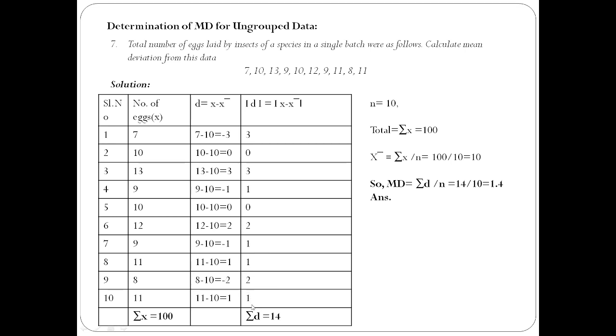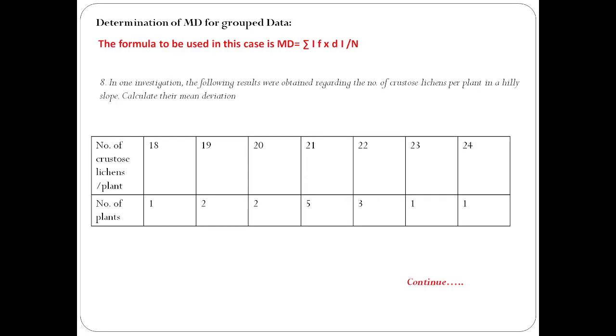Then we take the summation of d. If we sum up all this data, the summation of d is equal to 14. According to the formula, mean deviation is equal to summation of d by n, that is 14 by 10, equal to 1.4. So that is the mean deviation of this series.